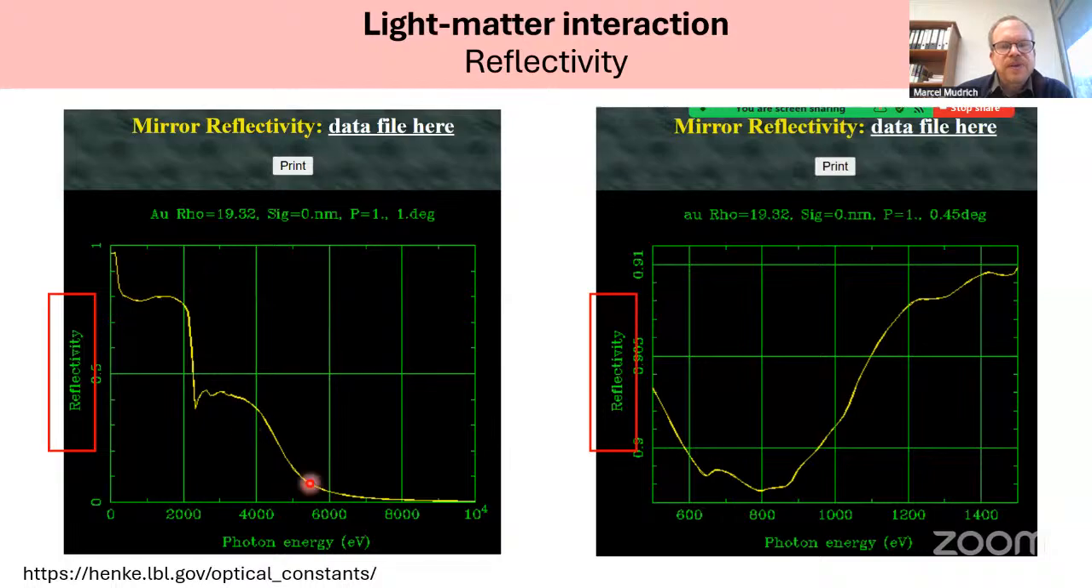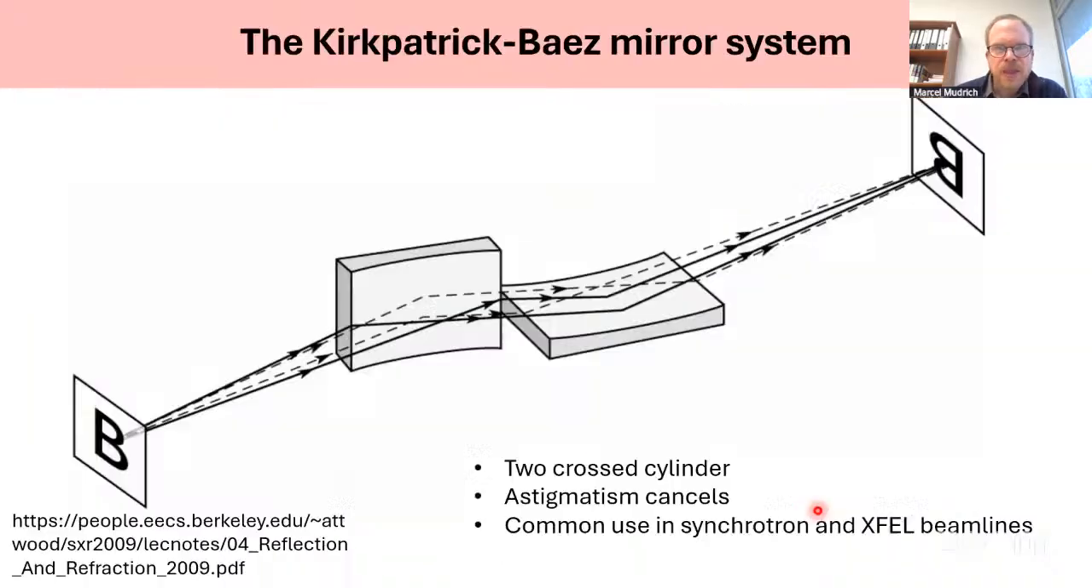But then for the higher photon energies going towards hard X-rays, even at 1 degree of an incident angle, a gold surface would not reflect anything anymore, right? The reflectivity goes down to 0. So we need to place the gold surface at an even smaller incident angle, something like 0.45 degrees, to reach 90% reflectivity at around 1 keV. This is what we were looking for last time.